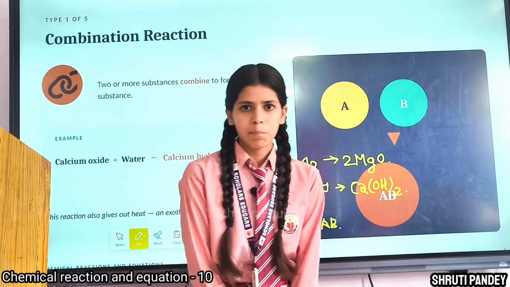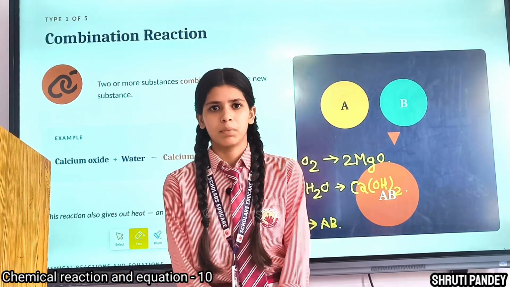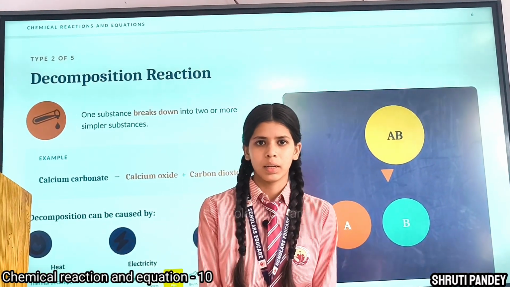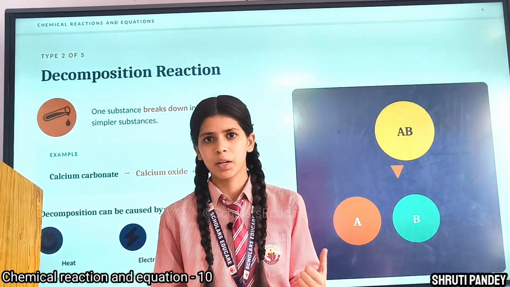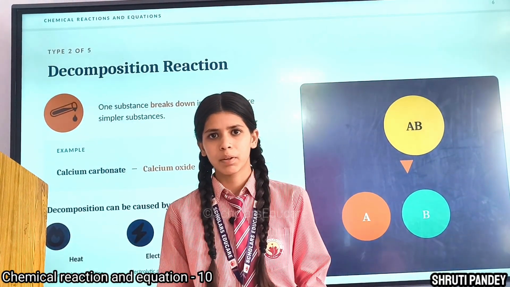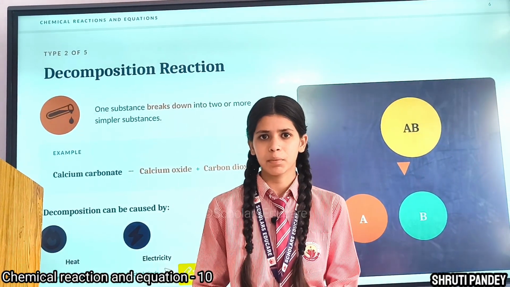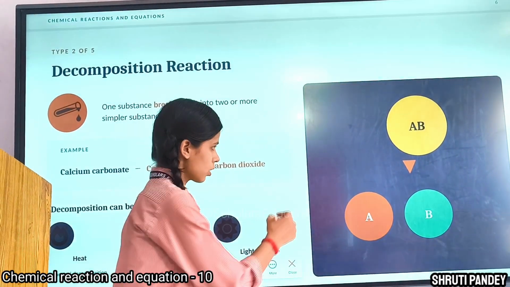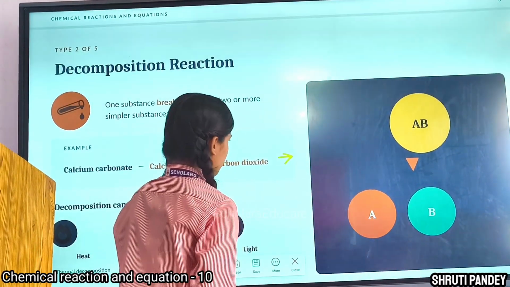The second type is decomposition reaction. The reaction in which one substance is split into 2 or more substances is called decomposition reaction. The equation of this reaction is AB gives A plus B. It is just the opposite of the combination reaction.